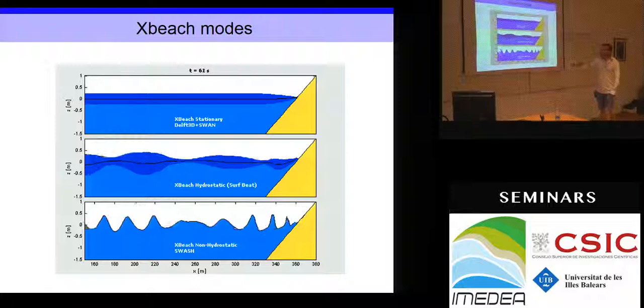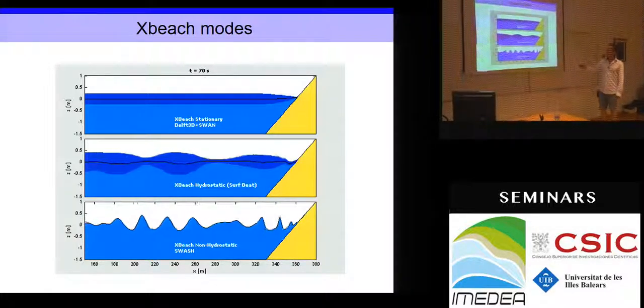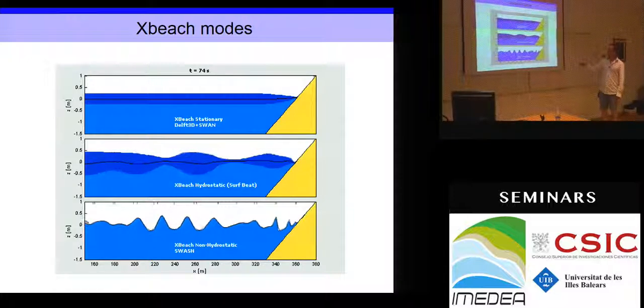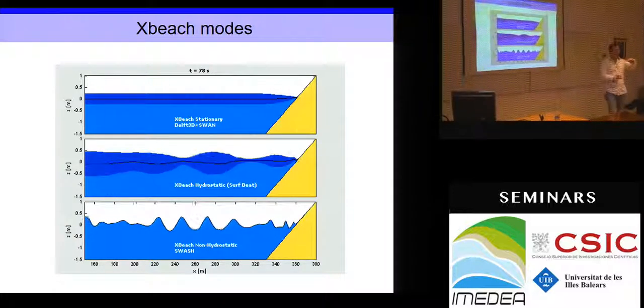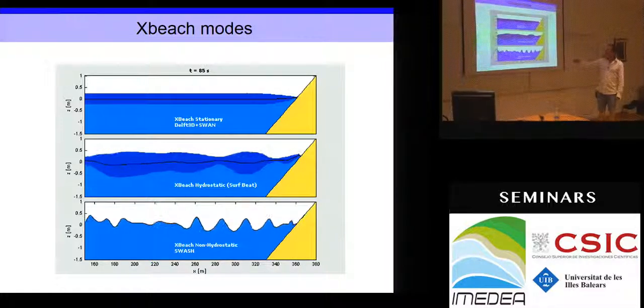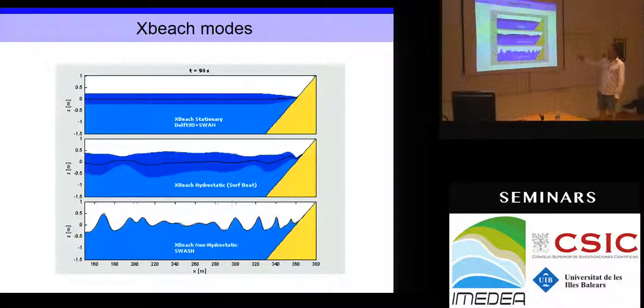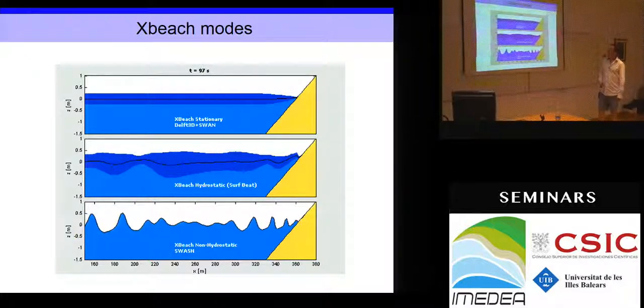This is the traditional XBeach mode, which we call surfbeat. And then you see that we're modeling the groups. So this dark blue is the envelope again. And because it varies, you see these long waves that are traveling with these groups. They run up the beach and they reflect.